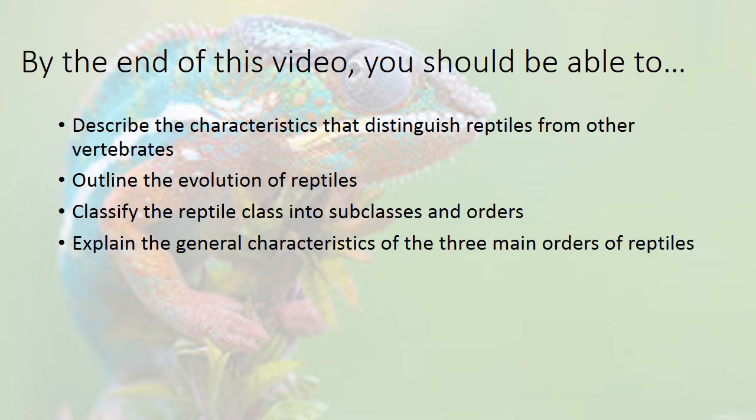So let's just go back and make sure that you have notes on all of the points here. You should be able to describe the characteristics that make reptiles, be able to kind of understand the evolution of reptiles. So just understand that certain reptiles like snakes and lizards are actually more closely related to birds than they are to turtles, but that classification is actually lagging behind, or at least the classification that we're using. So you do want to also understand the subclasses and orders that we're using for the reptiles, and then explain the general characteristics of those three main orders. So make sure you have some notes on that.